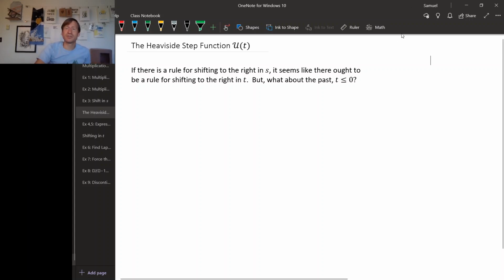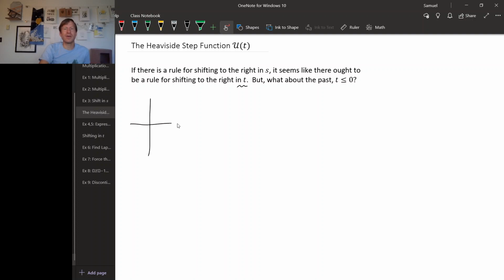We found a Laplace transform rule that turns multiplication in the t world by an exponential into a shift in the s world. That kind of makes you wonder, is there a corresponding rule that would somehow involve shifting to the right in the t world? Maybe by symmetry you might think you would get multiplication by an exponential in the s world, but there's an issue that we have to deal with, which is: what about the past in the t world?